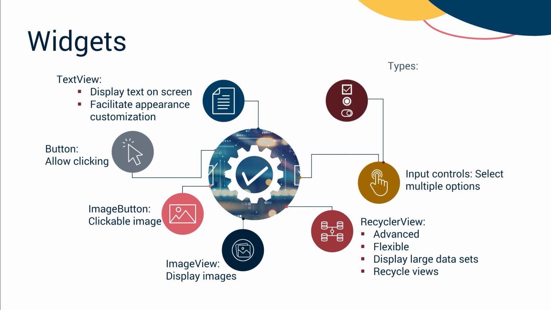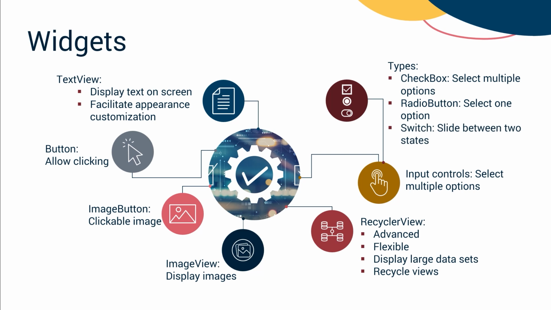Let's explore the types of input controls. The checkbox allows users to select multiple options from a set. The radio button and radio group enable users to choose one option from a set. Lastly, the toggle switch slides between two states.